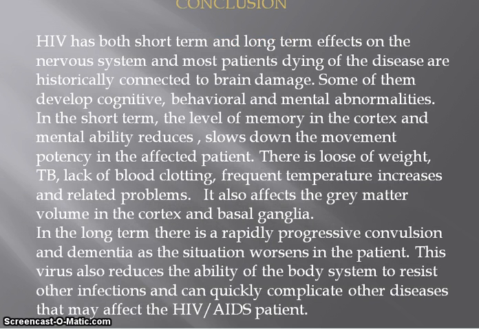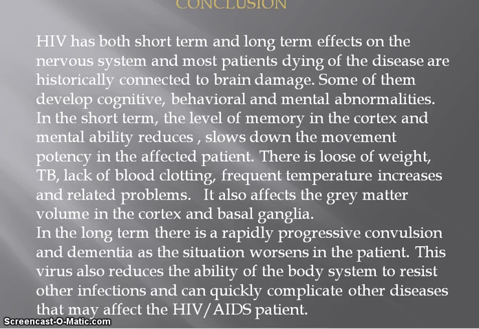HIV has short-term and long-term effects on the nervous system, and most patients dying of the disease are historically connected with brain damage. Some of them develop cognitive, behavioral, and mental abnormalities. In short, the level of memory in the cortex and the mental ability reduces. In the long term, there is a rapidly progressive convulsion and dementia as the situation worsens in the patient. The virus also reduces the ability of the body to resist infections and can quickly complicate other diseases that may affect the HIV and AIDS.